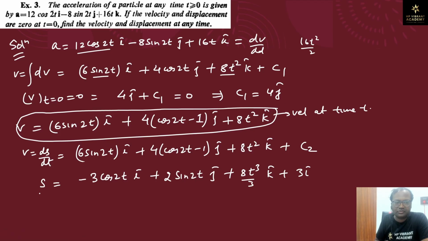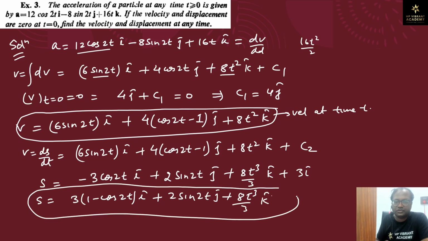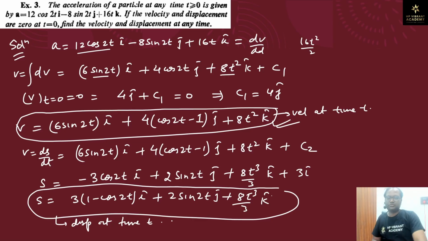So we have S is equal to 3(1 minus cos 2t) i cap plus 2 sin 2t j cap plus 8t cube upon 3 j cap. So this is the displacement. This is the velocity at time t and this is the displacement at time t. Let us discuss question number 4.